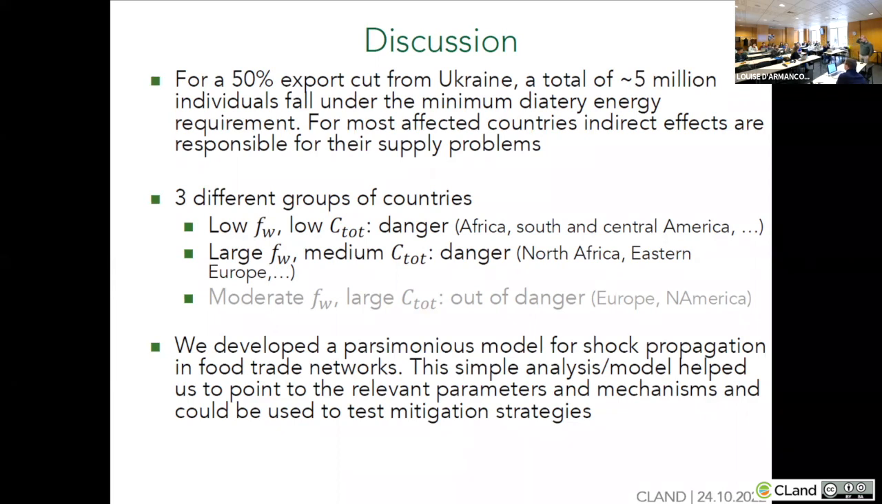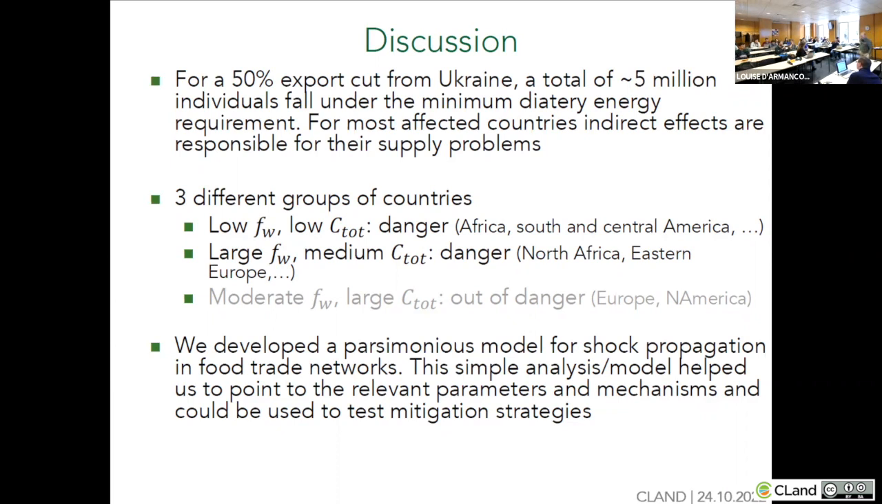Could you use this model to understand what happened, for example, in 2007, 2008, and to understand what may be missing from the model to understand how a country reacts when there is a crisis? Well, we didn't include the reaction of countries here. So it's really the first step. It's the first wave: if you do nothing, what will happen?